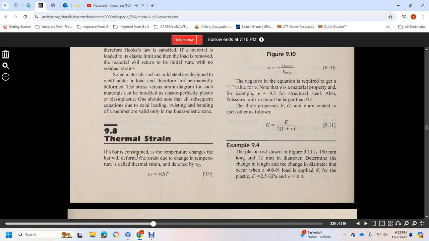9.8 Thermal strain. If a bar is unconstrained, a temperature change of the bar will cause it to deform. The strain due to the change of temperature is called the thermal strain.